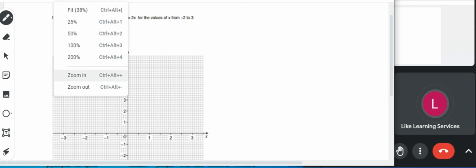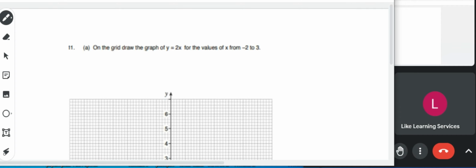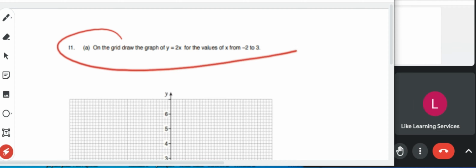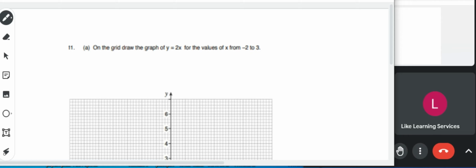Read it out. On the grid, draw the graph of y equal to 2x for the values of x from minus 2 to 3. It's better you prepare a table of values.